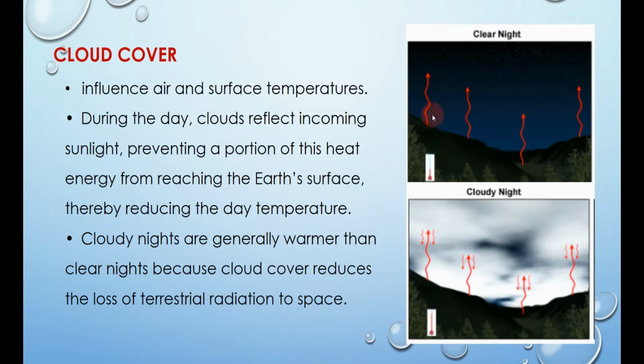So, cloud cover influences air and surface temperatures. During the day, clouds reflect incoming sunlight, preventing a portion of this heat energy from reaching the Earth's surface, thereby reducing the day temperature. And cloudy nights are generally warmer than clear nights because cloud cover reduces the loss of terrestrial radiation to space. So, on a clear night, the air is trying to move up because no clouds are blocking it. That is why a clear night is colder compared to a cloudy night.